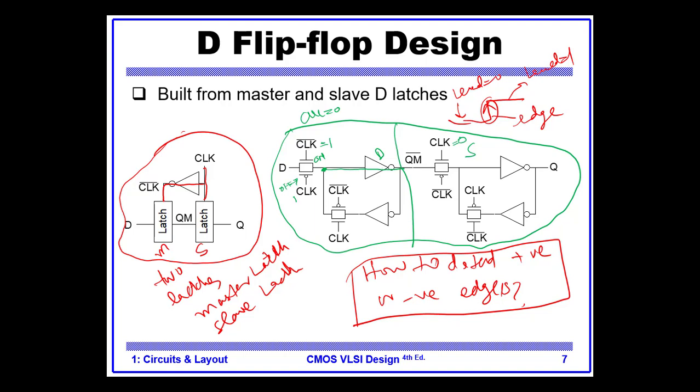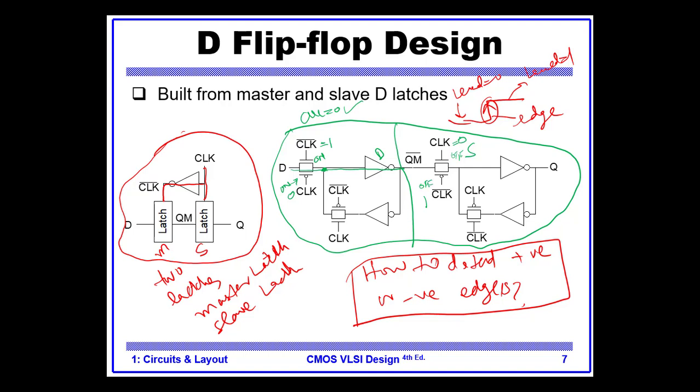No, I think I made a mistake here. So the clock is 0, so this is on. Both the transistors are on and D will propagate. Okay, let's come to the slave. Here it was again 0, so this is off, and here is clock bar, so this is 1, which means this is off.